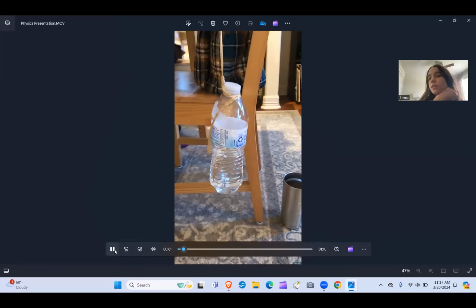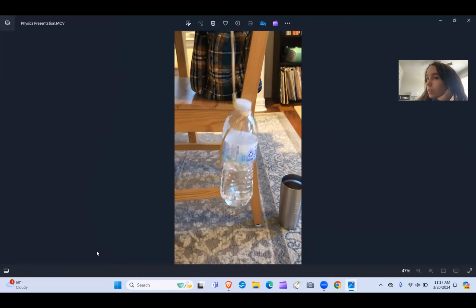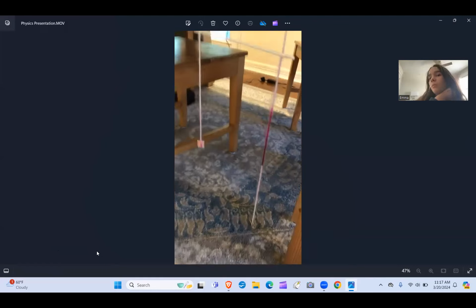Hey guys. Okay. Today we're doing two pendulums: a bouncing pendulum that goes up and down instead of side to side, and a double pendulum.